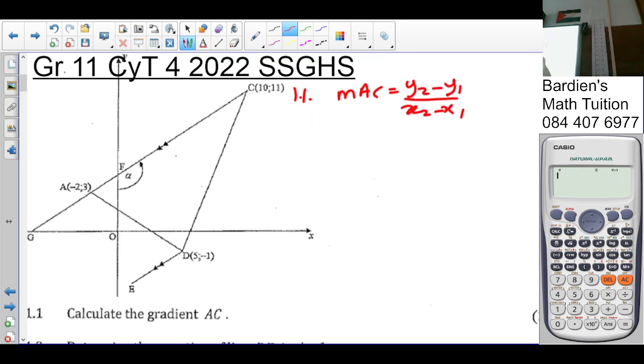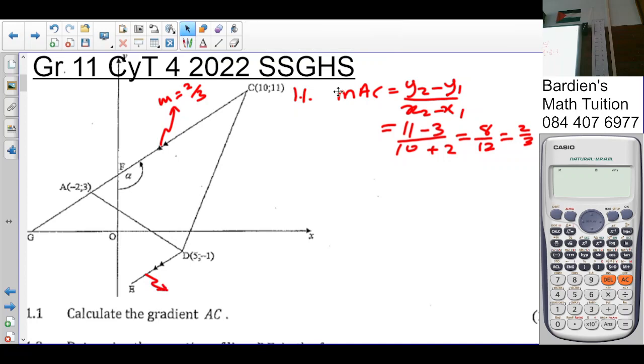Okay? So AC is going to be 11 minus 3 over 10 minus 2. So that gives you an answer of 8 over 12, which is 2 over 3. So that is 2/3, which means to say the gradient of this line is also 2/3. Not so? Why? Because the lines are parallel.